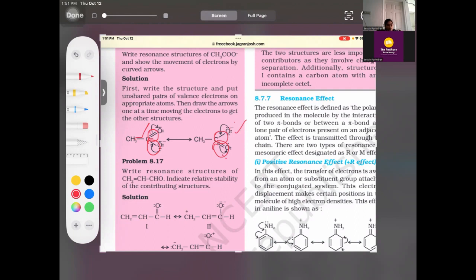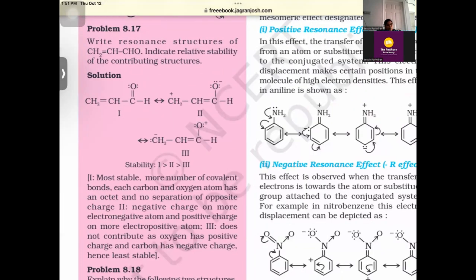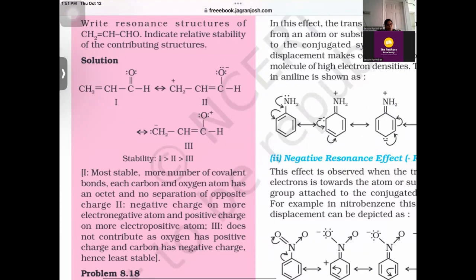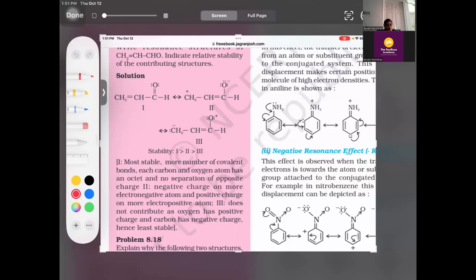Similarly, for CH2=CH-CHO also, the resonance structure is like this. The double bond may shift. Got it? See the structure. Which one is more stable? You know, the form which has more covalent bonds. Just count the bonds.